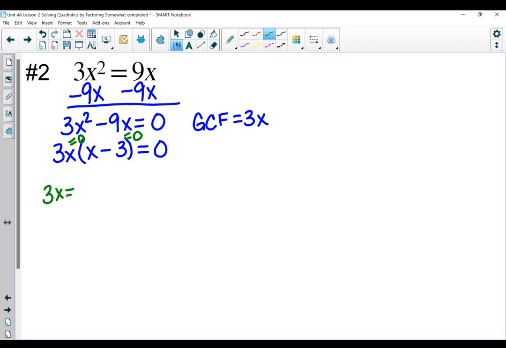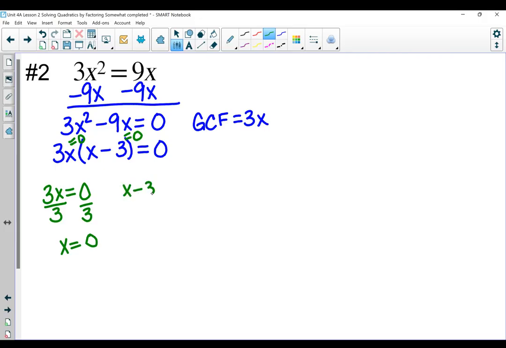This GCF has a variable. We have 3x equals 0, that has a solution because it has a variable. So we get that x is equal to 0. Remember, 0 divided by a number is okay. It's something that can happen. It is 0.